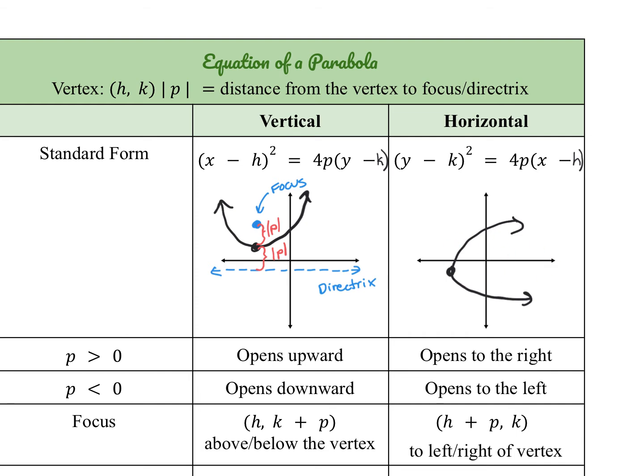And then over here, again, our focus always falls within our parabola, so maybe it's right here. So again, this is our focus. And then our directrix for this one will be a vertical line on the outside. Directrix. And again, this distance from here to here should be the absolute value of p, and so should this distance.